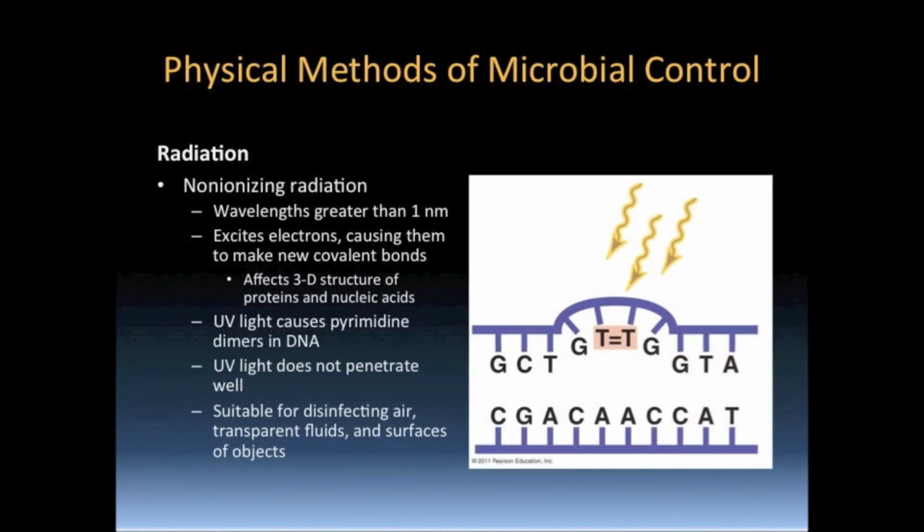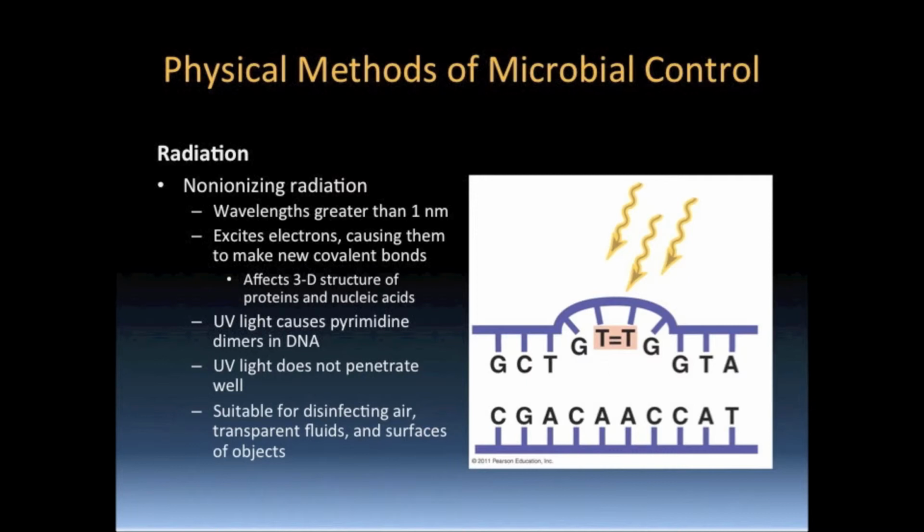Non-ionizing forms of radiation have longer wavelengths and thus less energy than ionizing forms of radiation. Therefore, they do not penetrate material well and do not have the required energy to cause the ejection of electrons. So they do not form ions. Ultraviolet light is an example of non-ionizing radiation. Ultraviolet light causes damage to cells by causing electrons to be excited enough that they cause the formation of new covalent bonds within proteins and nucleic acids, which causes a change in their three-dimensional structure.